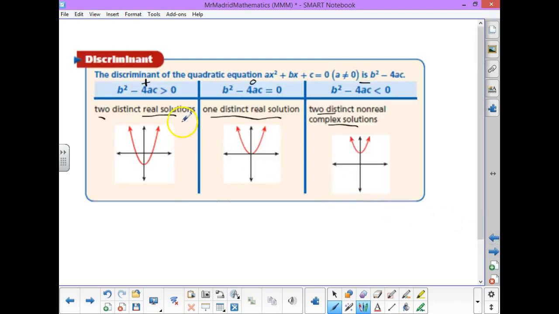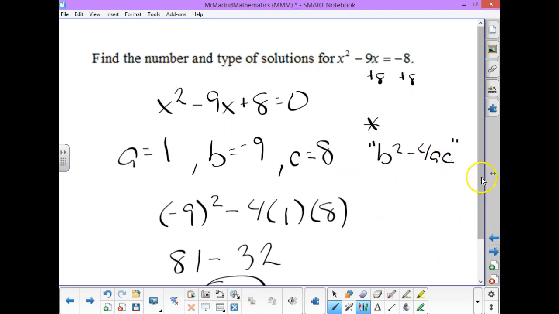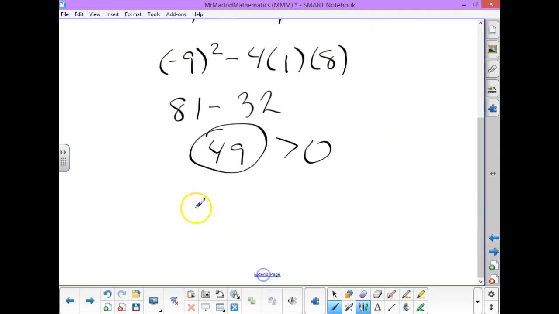And because 49, people, is greater than 0, I can now use this information. I did go fast, but you can pause it and record this. And because my discriminant is positive, I have two distinct real solutions. Alright, so find the number and type of solution. So it's got two solutions.